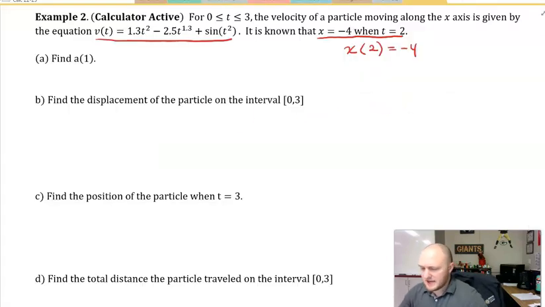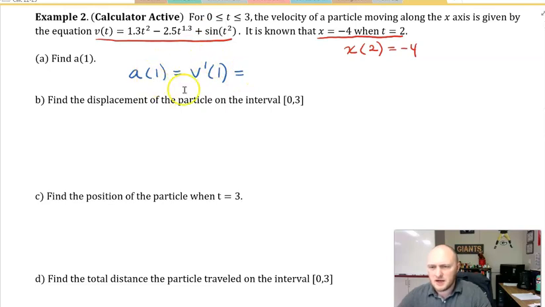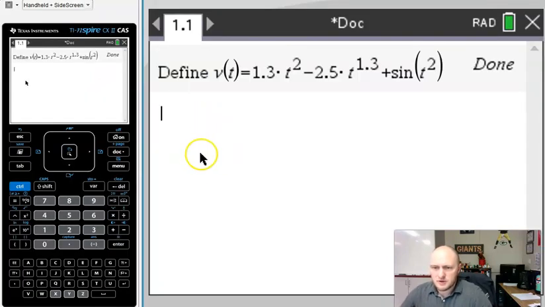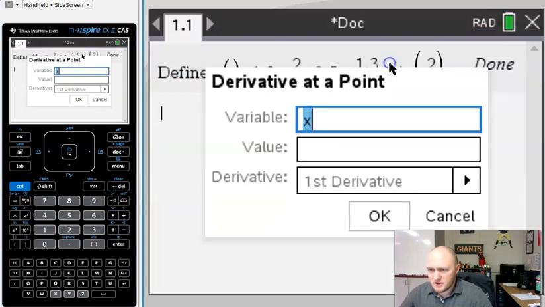All right, so let's see what they're asking. They say find a of 1. Well, a of 1, that's the acceleration at time t equals 1. That's the same thing as v prime of 1. Now, I write this down on my paper because I want the reader to know I'm going to take the derivative of velocity. I can't just magically come up with the number and say, hey, that's a of 1. I have to tell them what I did, and I took the derivative of v at 1. So I'm going to go here: menu, calculus, derivative at a point.